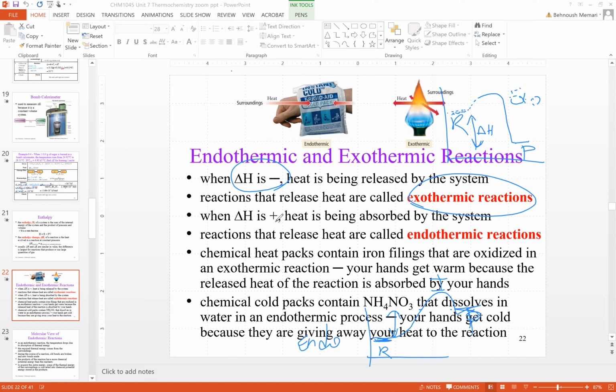So the sign for delta H is going to be positive. That means energy has been gained by the reactant in order to change into the product. For an exothermic reaction, delta H is negative. That means energy has been released.